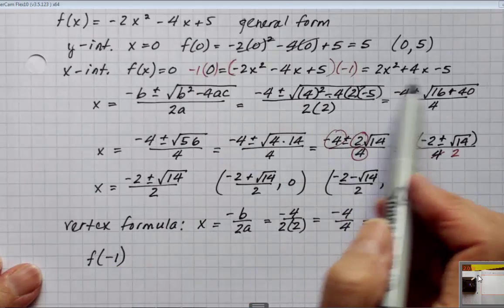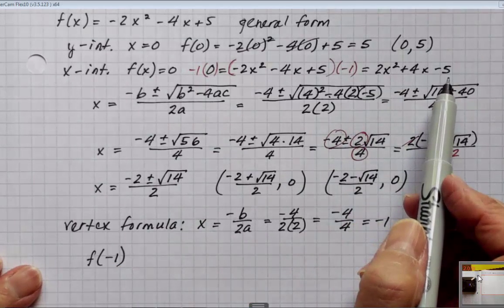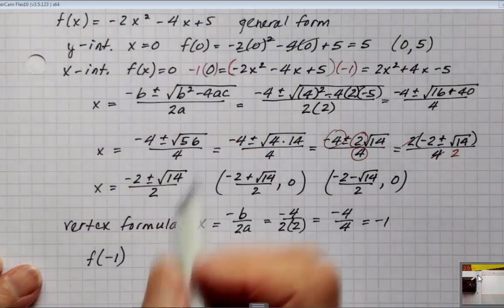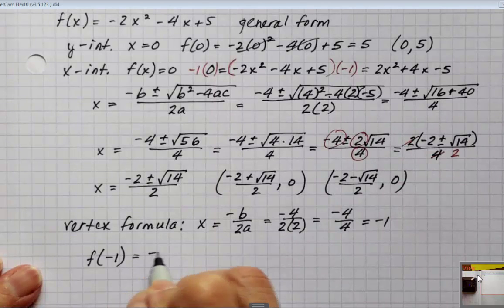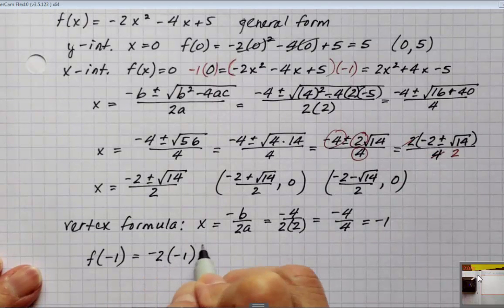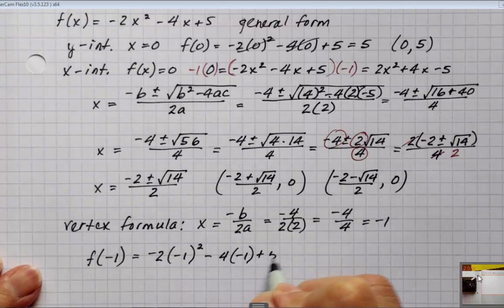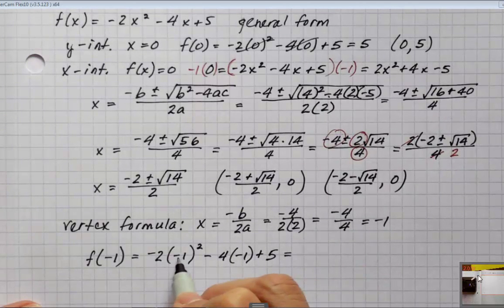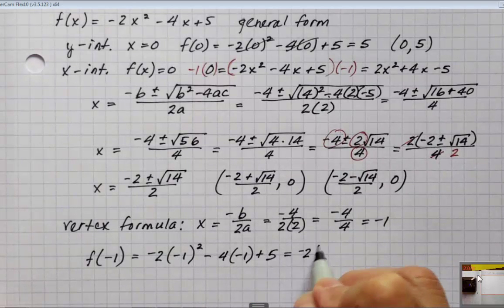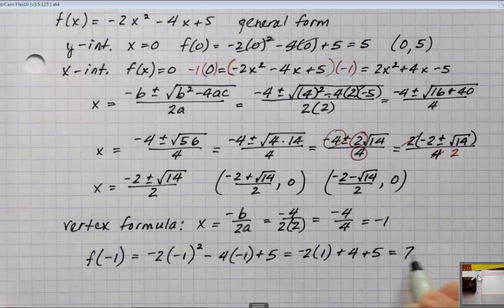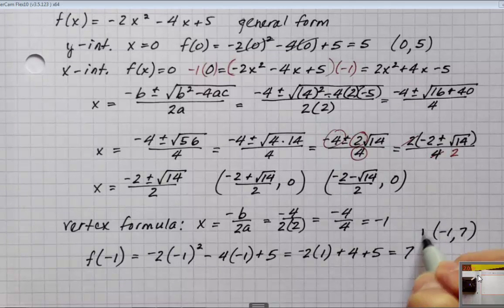And you can either use the function that we got when we multiplied everything by negative 1, or we could use our original function. I'm going to go ahead and use our original function, which gives me negative 2 times negative 1 quantity squared minus 4 times negative 1 plus 5. Remember to multiply negative 1 times negative 1 first, so we have negative 2 times a positive 1 plus 4 plus 5. And when we simplify this, we get 7. So the coordinates of our vertex are going to be negative 1, 7.